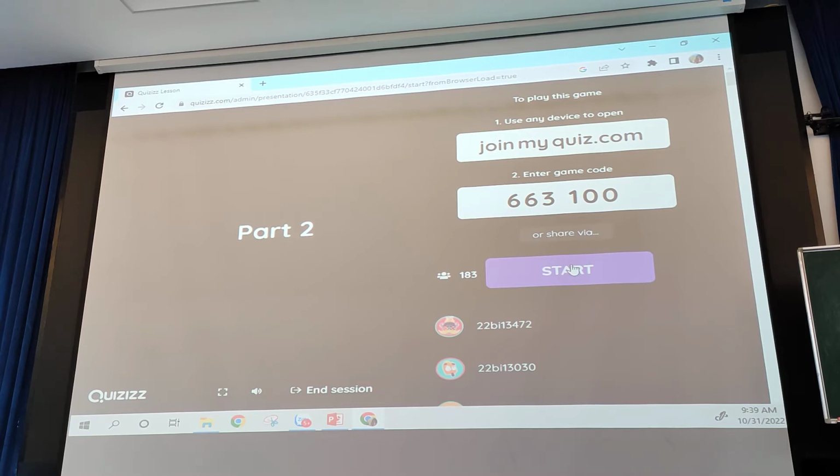I see that there are only 183 students here who can join the games. So for the students registered, I think in this auditorium there are more than 200, okay? So why are there less than 200 students joining the games?